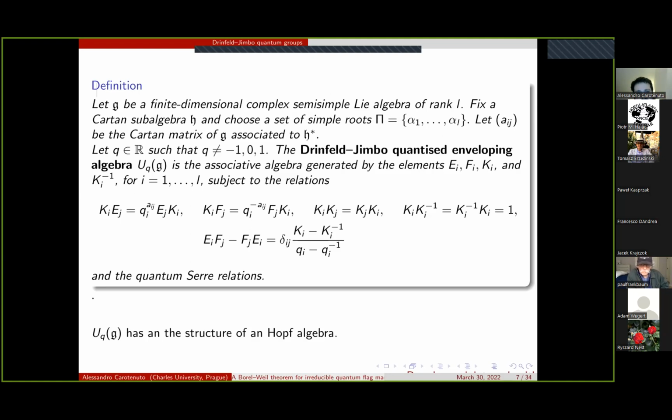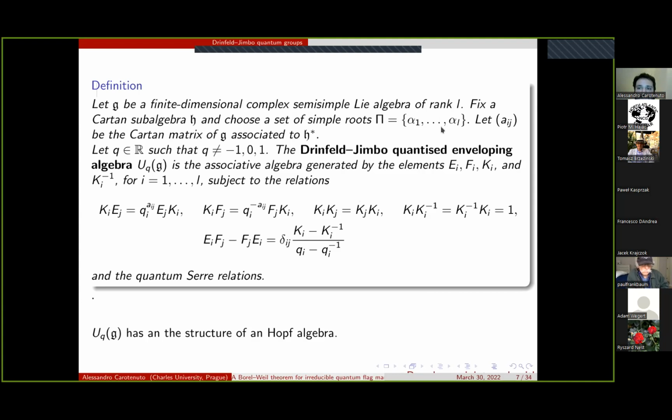Can you write it? I don't know how to write it. Sorry. Okay, but then say it again. So q_i is equal to what? q_i is q to the power of alpha_i by alpha_i. I mean, the scalar product of alpha_i by alpha_i. The alpha_i are the simple roots.